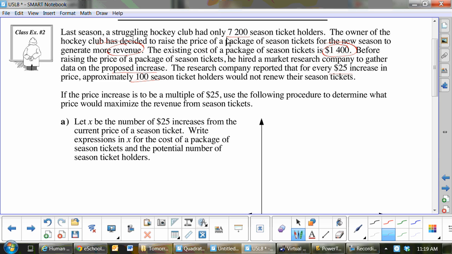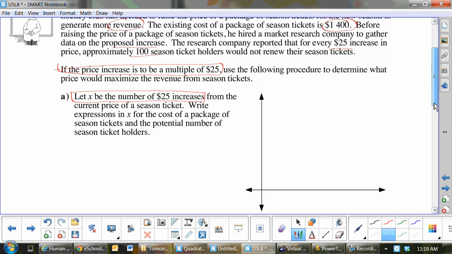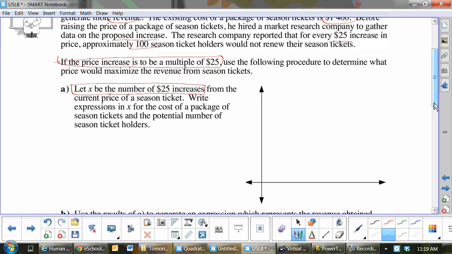So the big thing is we're going to do it in multiples of $25. Now, truly, if this was a real scenario, they might have this down to the cent to what they're going to be charging. Okay? But let X be the number of $25 increases. So I just put this, let X equal number of increases. And this is what you always want to call it, number of increases or number of decreases.